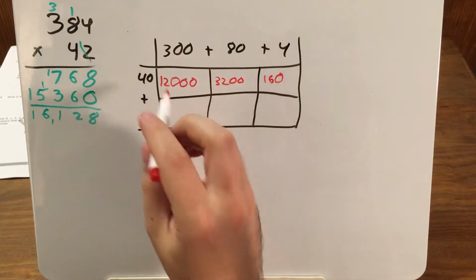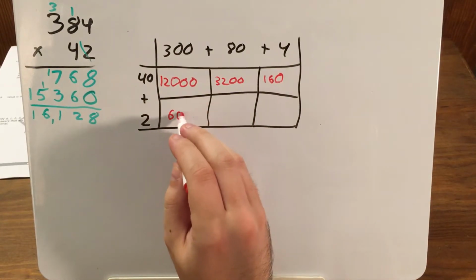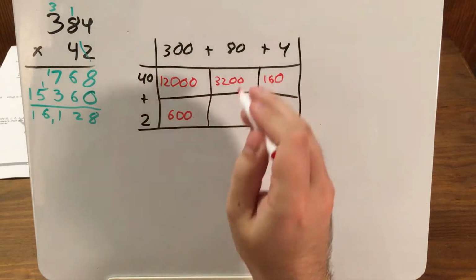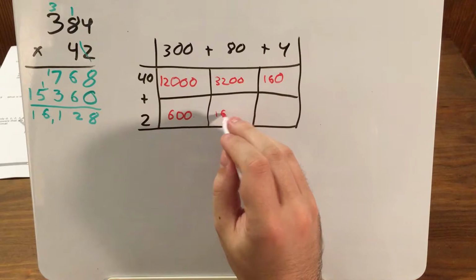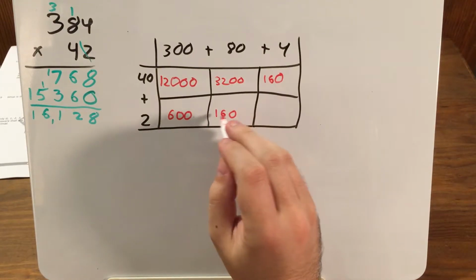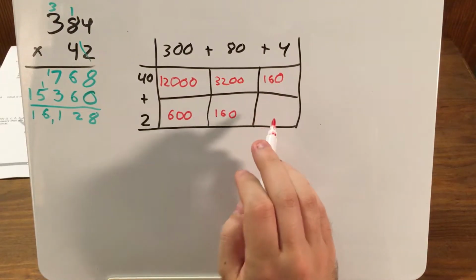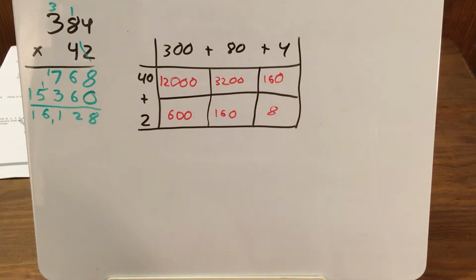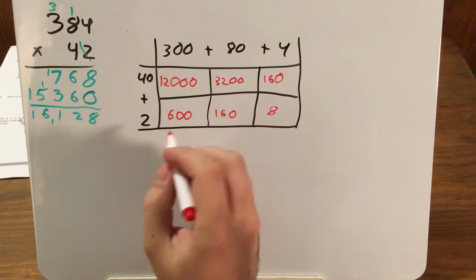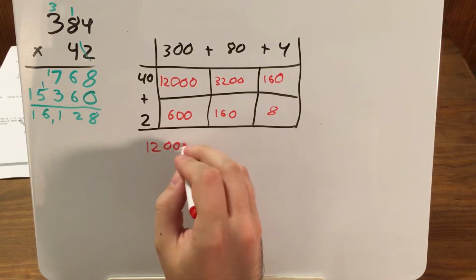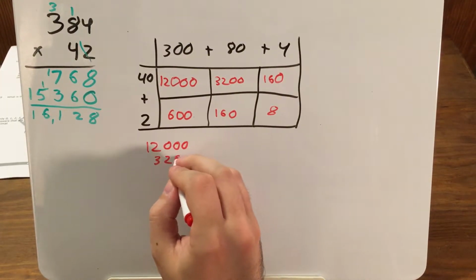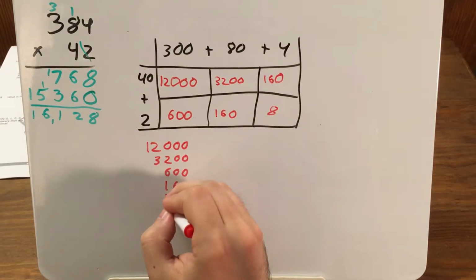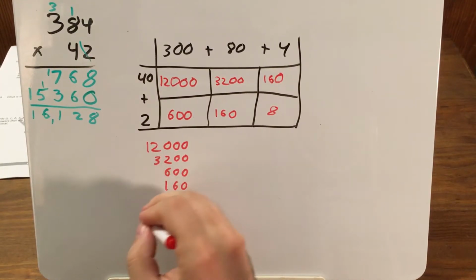Now I come to 2 times 300. 2 times 3 is 6. I put my 2 zeros down to get 600. 2 times 80 is the same as 2 times 8, which is 16 with a 0 tacked onto it, so that's 160. And now 2 times 4 is just 8, and that's left alone. Now I just need to add all of this together. 12,000, 3,200, 600, 160, 160, and 8.